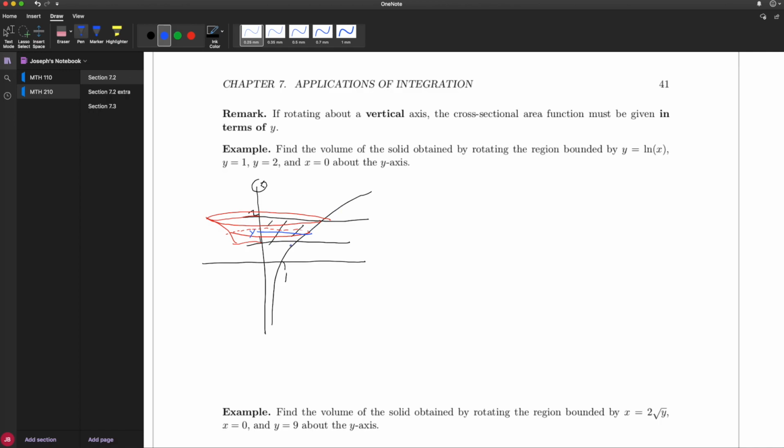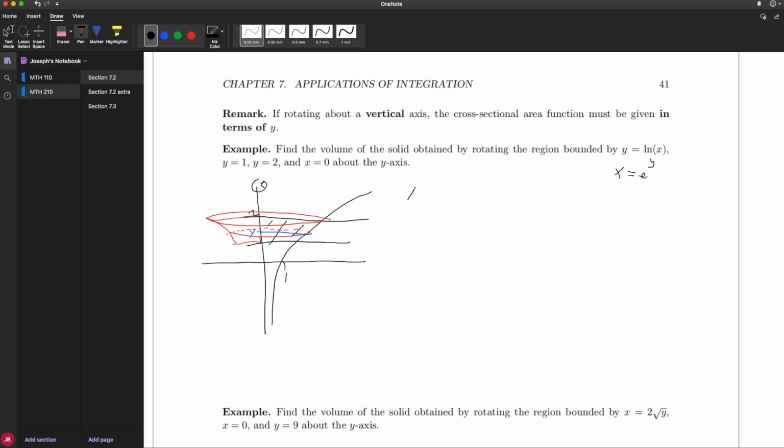So we go back over here, and it looks like our function is given by natural log, but in reality, we need to take this and express it now as a function of y. So if y equals ln of x, if I just do e on both sides, I get x equals e to the y. Okay? All right. So that means now that our radius is given by the function e to the y.